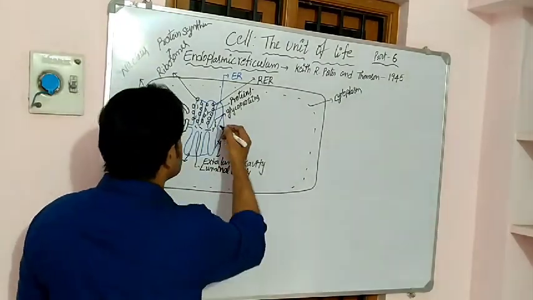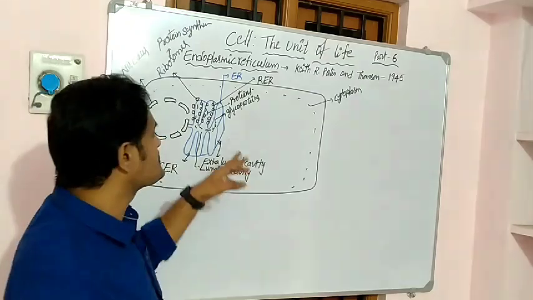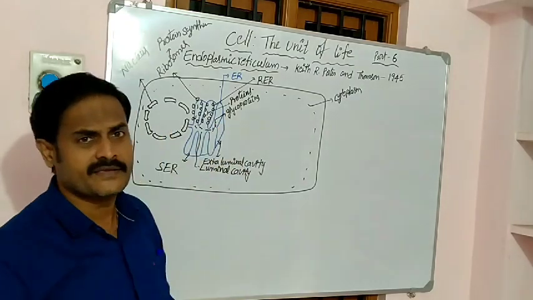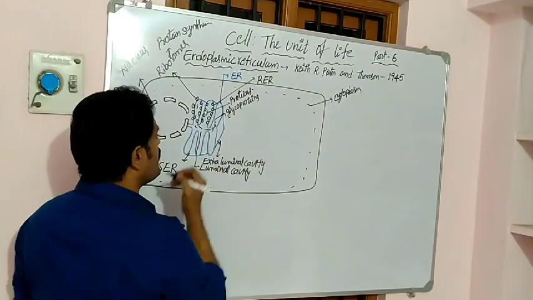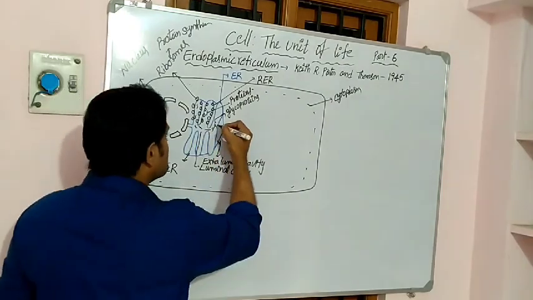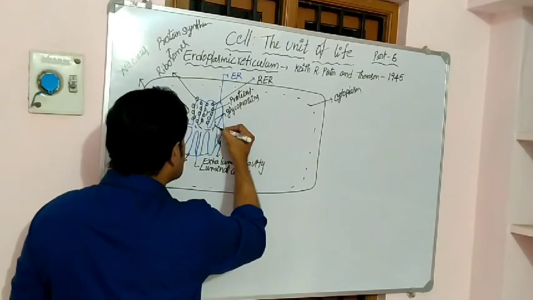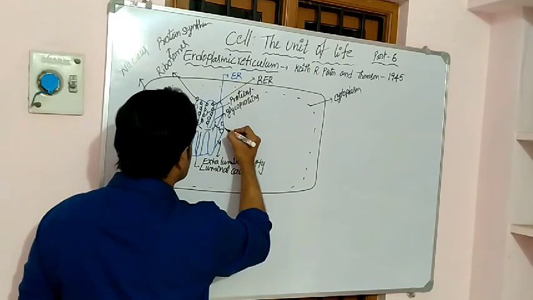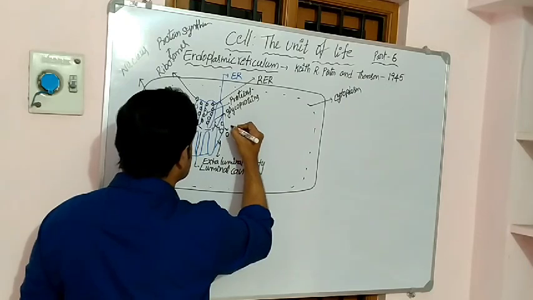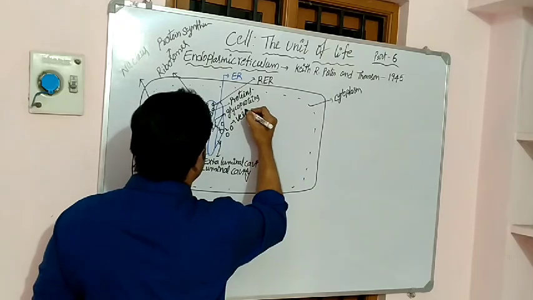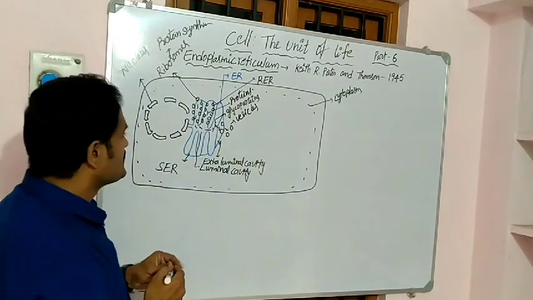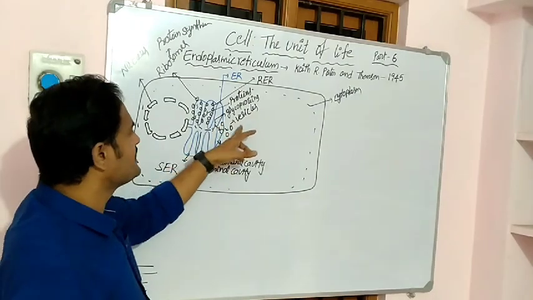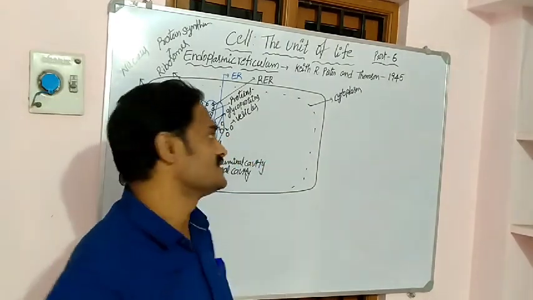Okay, then some protein modification takes place in the endoplasmic reticulum. After modification of the proteins, these modified proteins form some vesicles, some ball-like arrangements. These ball-like arrangements are released like this. So, here the modified protein is converted into vesicles. Vesicles means ball-like arrangements.